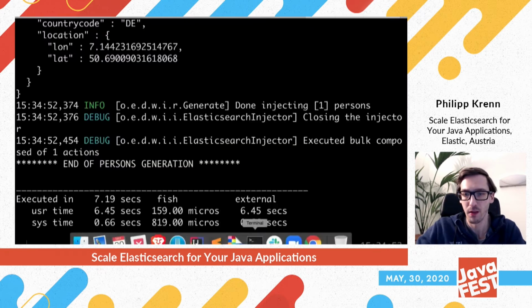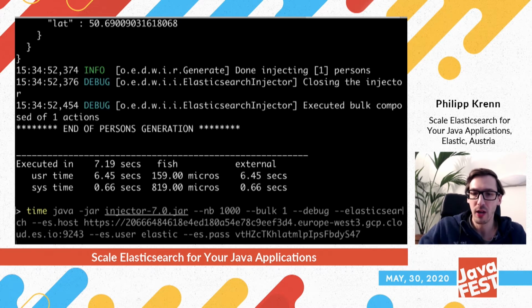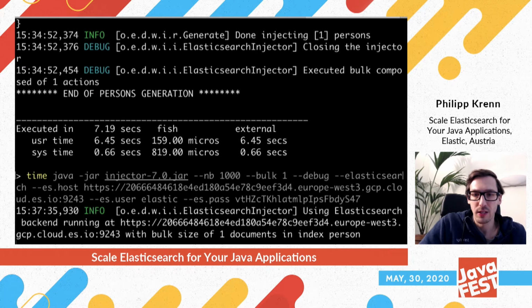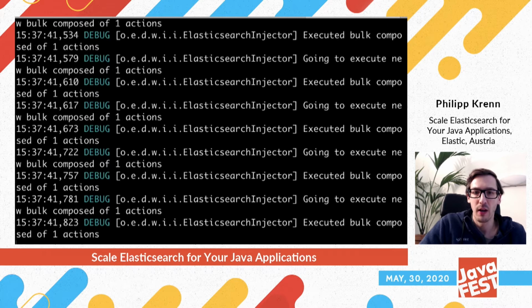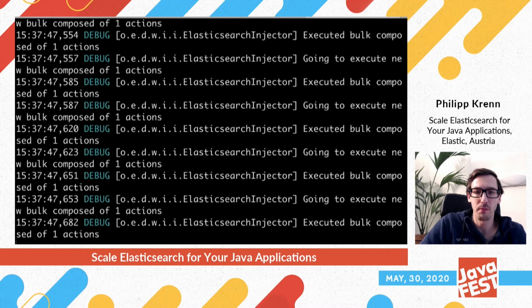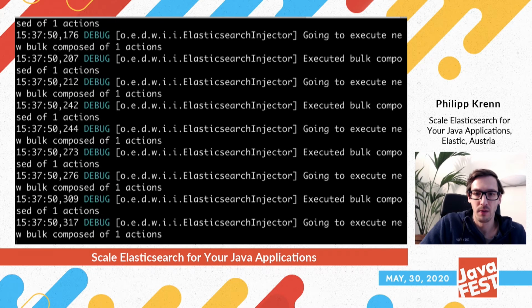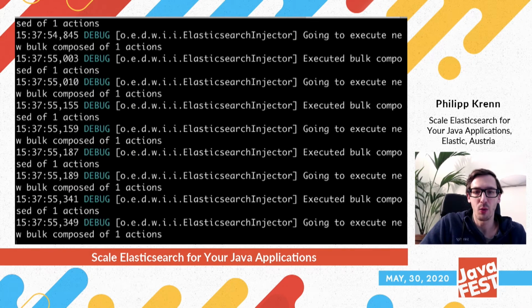So what I'm doing now is I'm running the same injector. I'm creating 1,000 person objects, one per request. So we will run 1,000 requests here. And when I run this, this will probably take a little while to run because it's 1,000 HTTP requests to the server and acknowledgement back and everything. So you can see here, each one of those debug messages is one person being indexed. And as you can see, even for 1,000 people, this is taking a while.